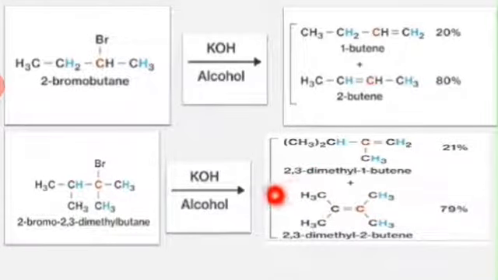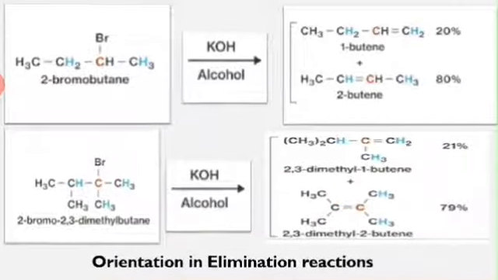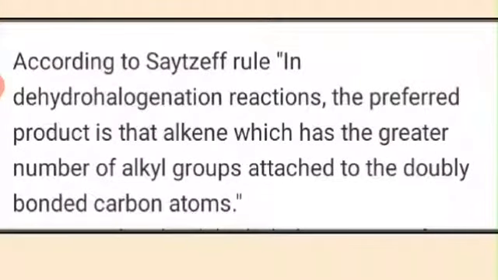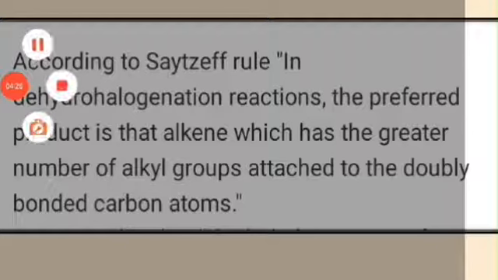This is according to the Saytzeff rule. As per the Saytzeff rule, in a dehydrohalogenation reaction, the preferred product is that alkene which has the greater number of alkyl groups attached to the doubly bonded carbon atoms. So this is the orientation in the E2 mechanism reaction. All of you understood? Okay.